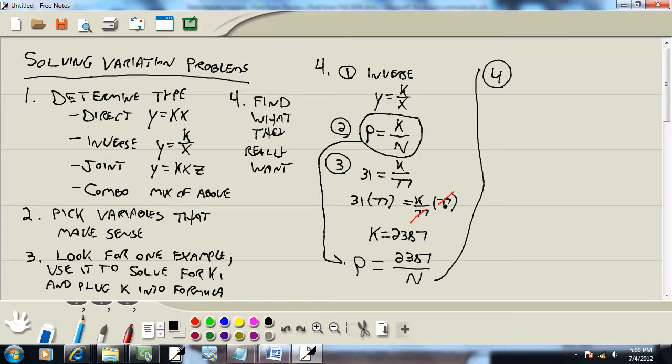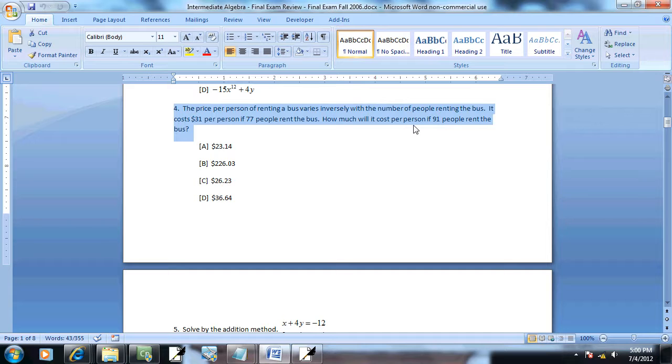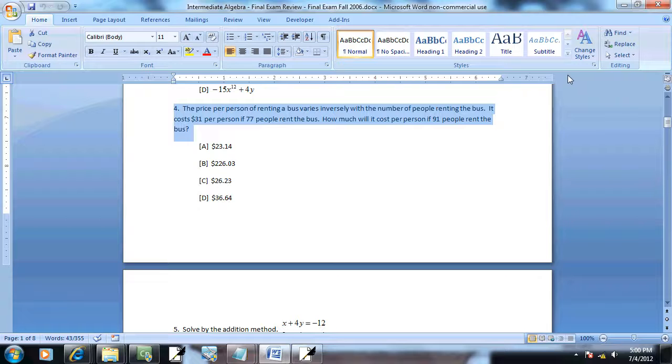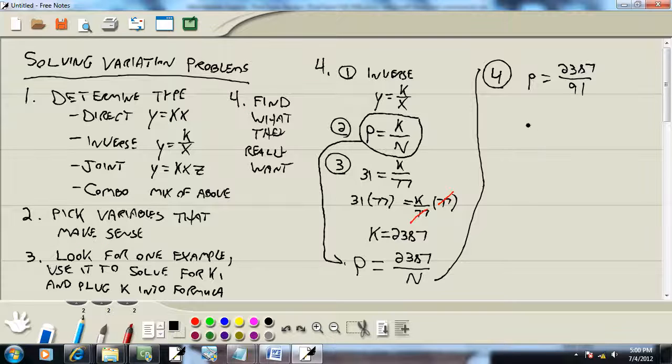And step 4, find what they really want. They say, how much will it cost per person? So what is P if 91 people rent a bus? So they're telling us that N will be 91. So we plug in 91 for the N, and let's see what that gives us. 2387 divided by 91. And I assume they want it rounded to 2 decimal places.